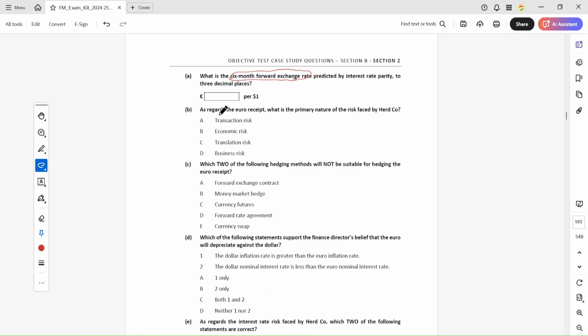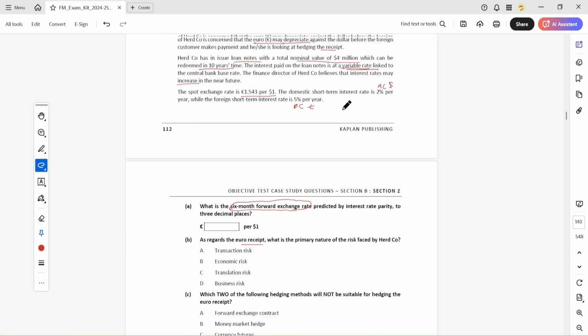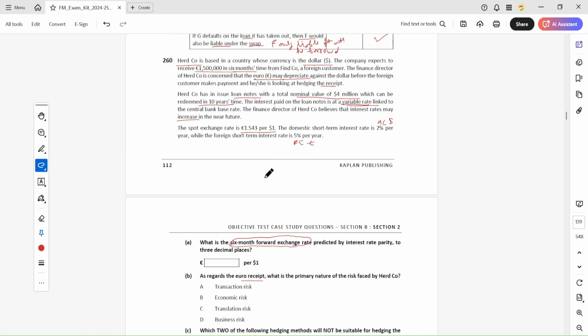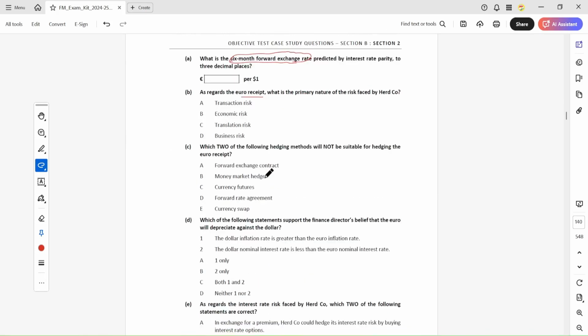Next is the euro receipt. As regards the euro receipt, what is the primary nature of risk faced by Hard company? This is a transaction risk. This is the transaction risk we are facing due to the euro receipt, not the exchange rate risk.